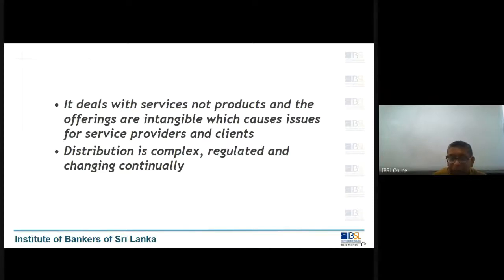HDFC, State Mortgage, National Savings, Sri Lanka Savings, right, Sanasa Development Bank, SDB. Right? Those we call savings banks.